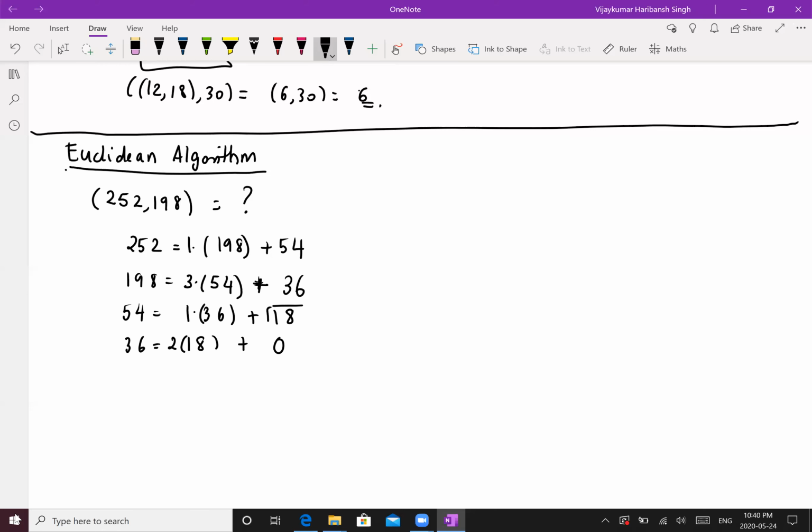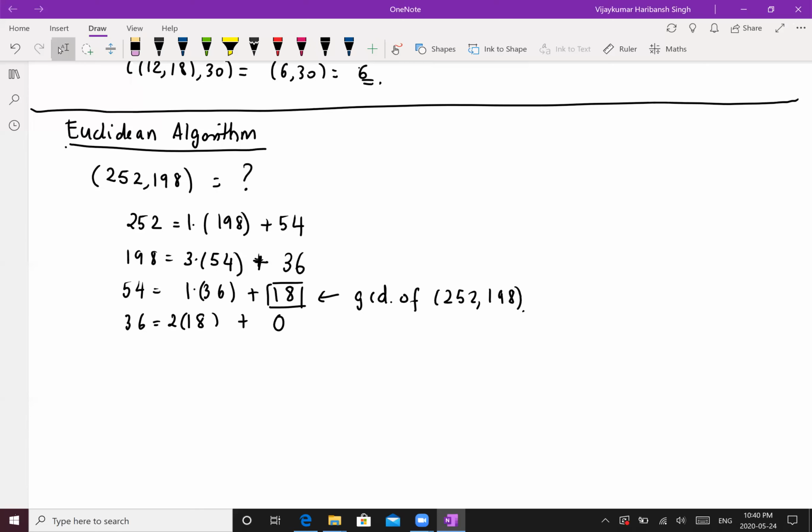So in that case, this is the GCD of 252 and 198. So this is the Euclidean algorithm for computing the GCD, right? We will prove in a minute why this process works. But before that, this process also helps us. So suppose 18 is the GCD. So 18 is the GCD of 252 and 198.